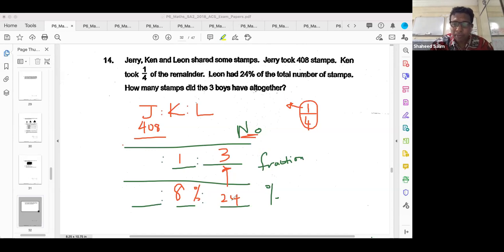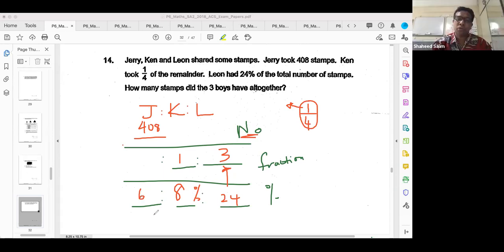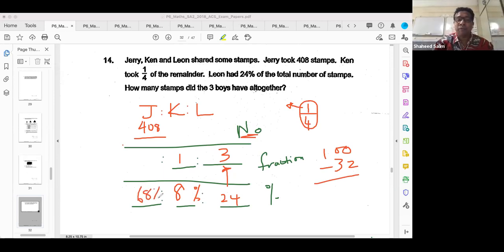Look, if this is 24%, this is 8%. How many percent is this? 62. 62%. Are you sure 62? No. 24 plus 8 is 32, you know. 100 minus 32 is how much? 68. I think that's where your mistake is now. Now 68% is 408. You can solve already.